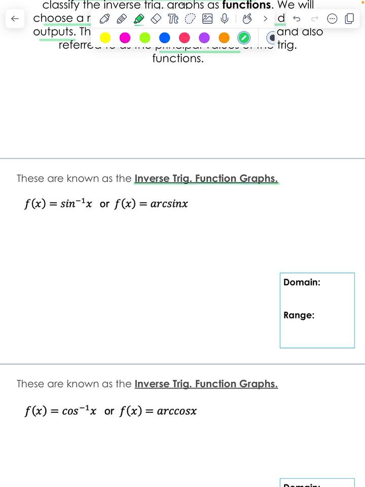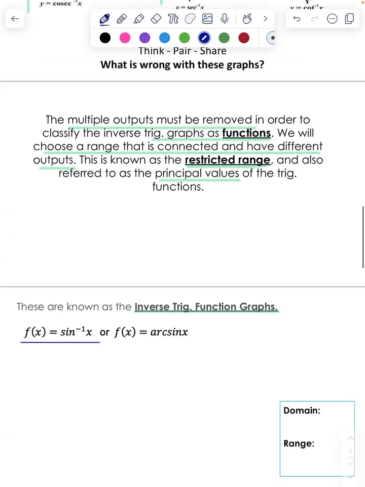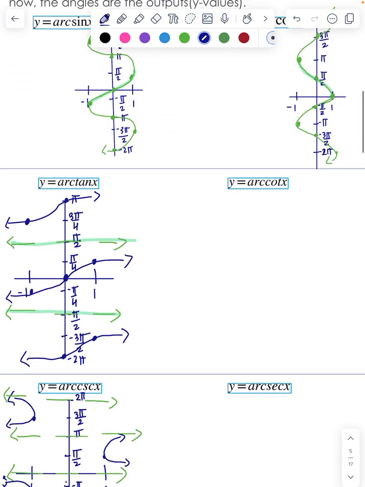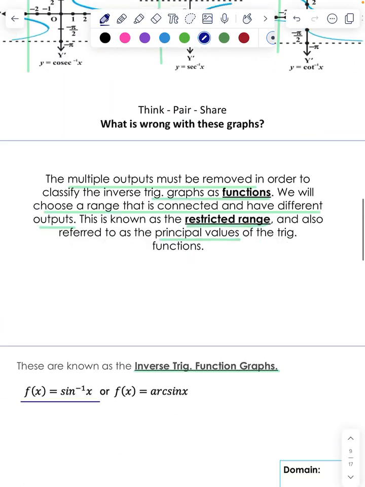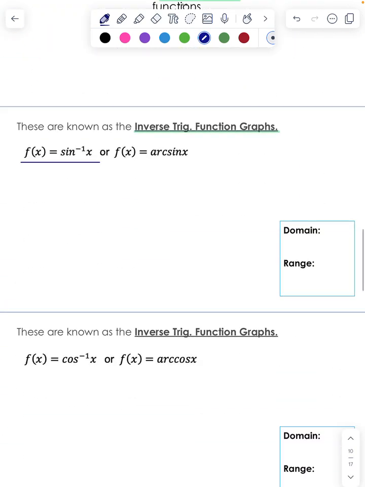And notice how I'm using function notation now. F of x equals the inverse of sine, or arc sine, same thing. Earlier I was using y equals because I knew they weren't functions. Okay, so let's get to it.